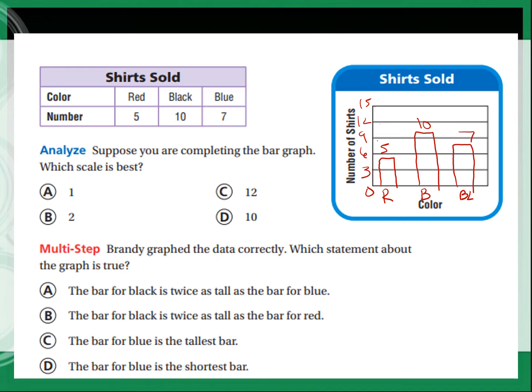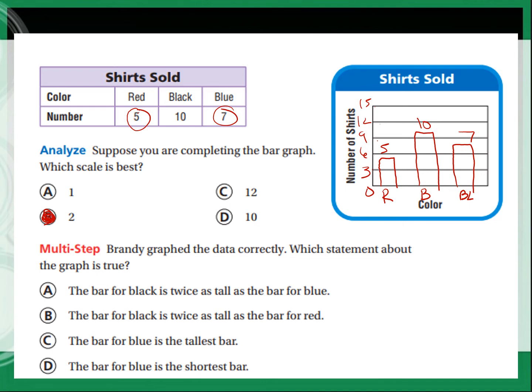Suppose you are completing the bar graph. Which scale is best? Here they use 1, 2, 12, and 10. I use 3. I think the best scale for this one, it wouldn't fit on this graph over here, but you could use 2s because you could get the halfway, the odd numbers you could be halfway between. I use 3 because I only had 5 bars.